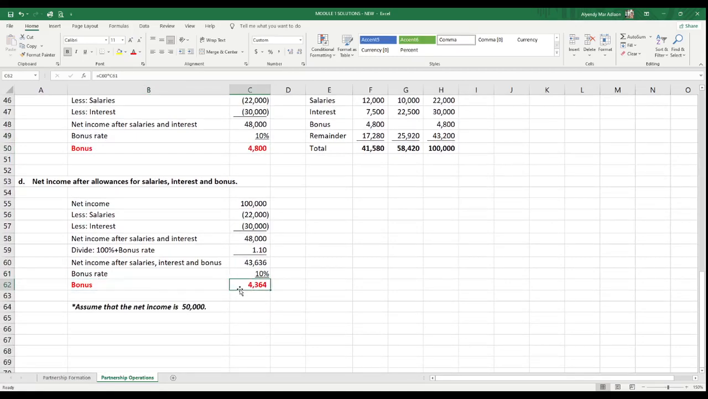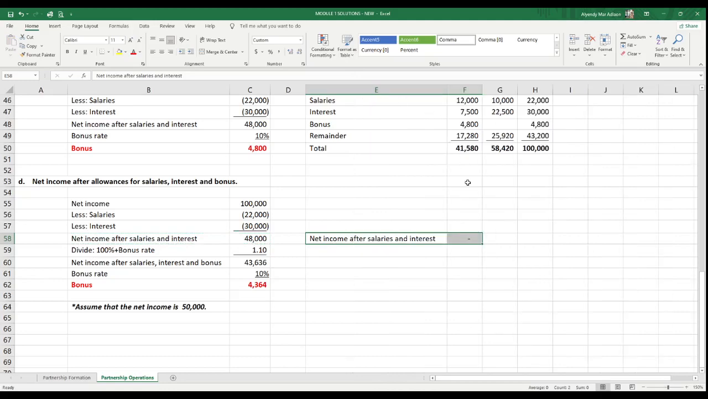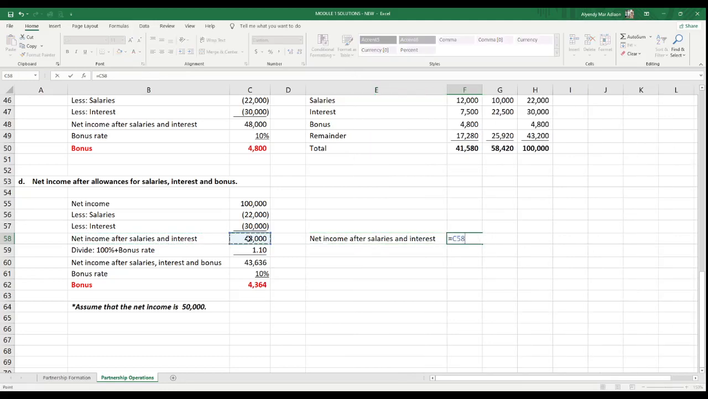So you get the bonus 4,364. Okay, now let us confirm if the 43,636 is really the net income after salaries, interest, and bonus, which is 48,000.